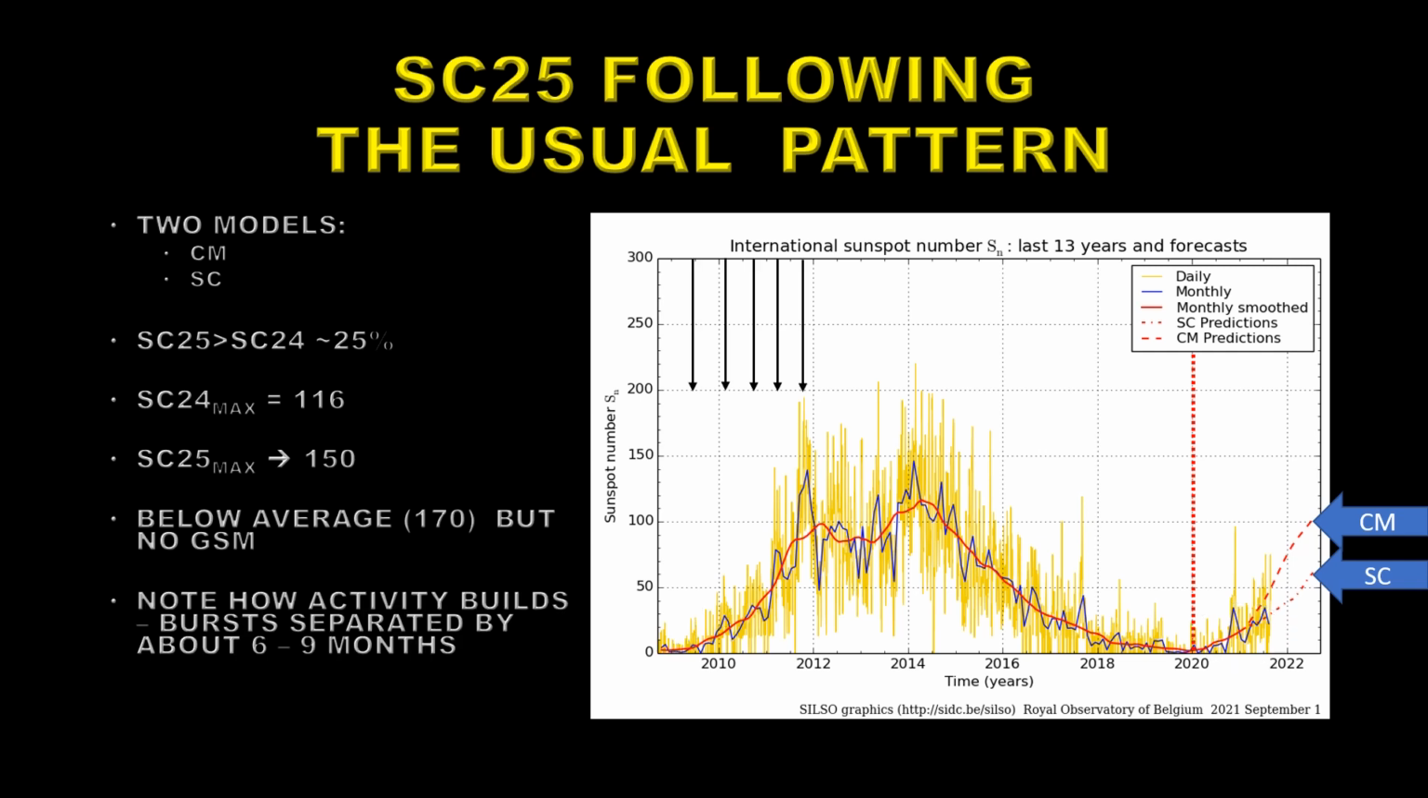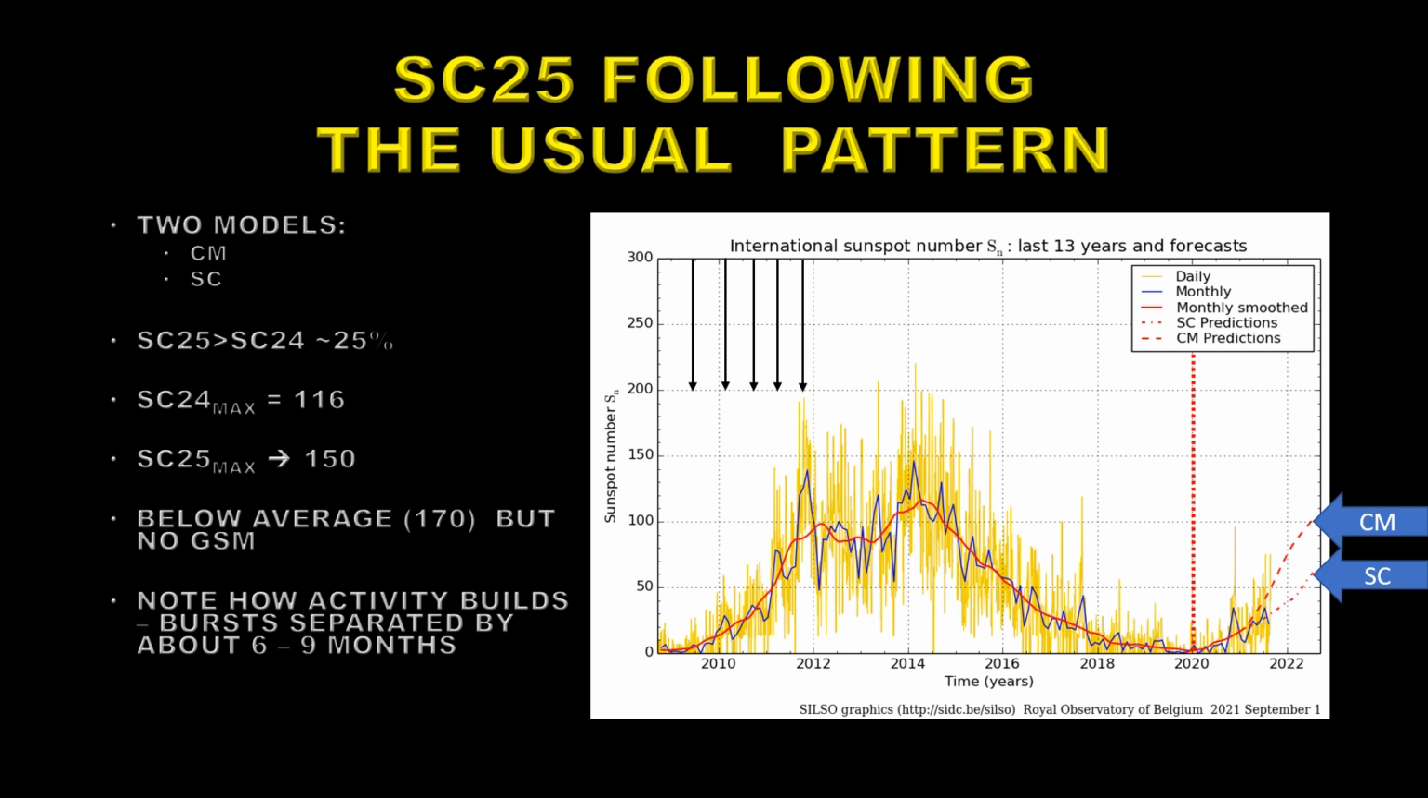Note how the activity builds. It's in a series of bursts. I've indicated the bursts for the beginning of solar cycle 24 here with these black arrows, and you can see they're almost uniformly spaced, varying from 6 to 9 months apart. Each burst being slightly larger than the last, and the quiet time between bursts getting steadily larger as well.